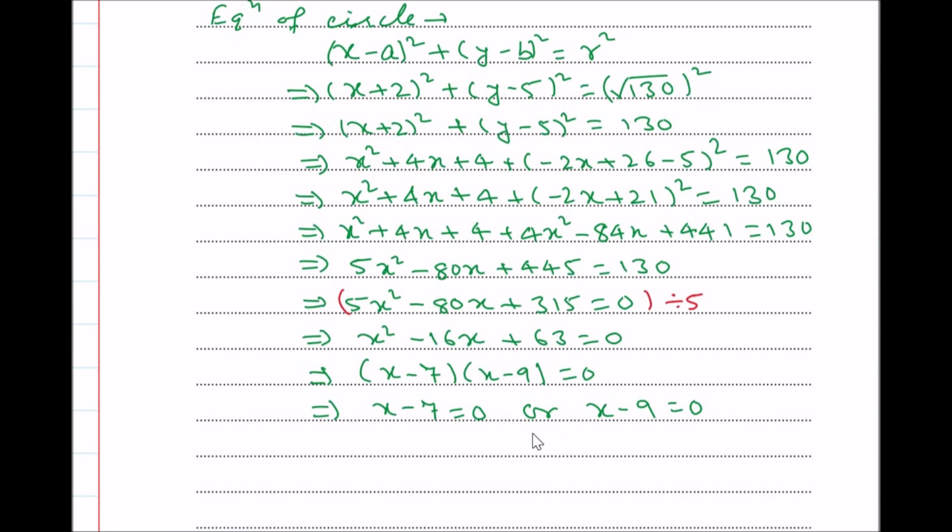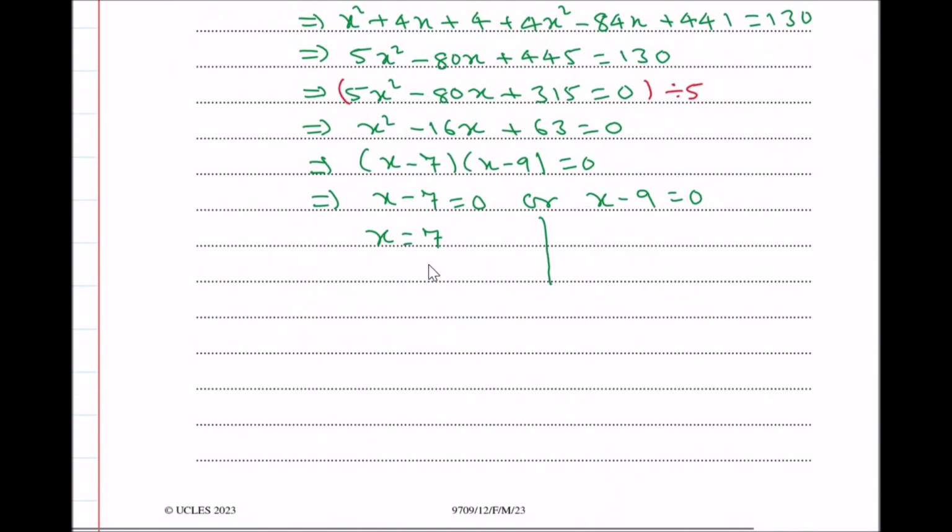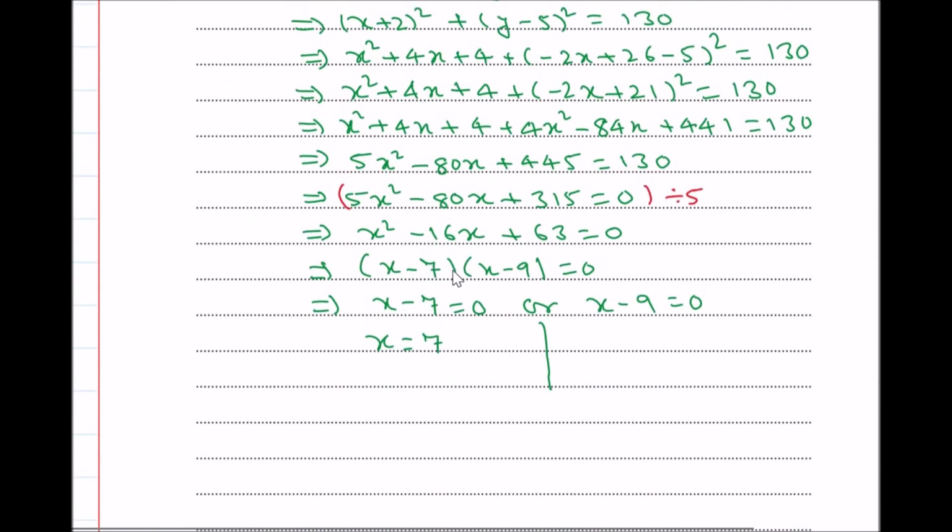So this gives us x equal to 7, which point we already have here as A. So no need to find y for this because 7 and 12 is already A. Or we can find here A. So y will be 12.